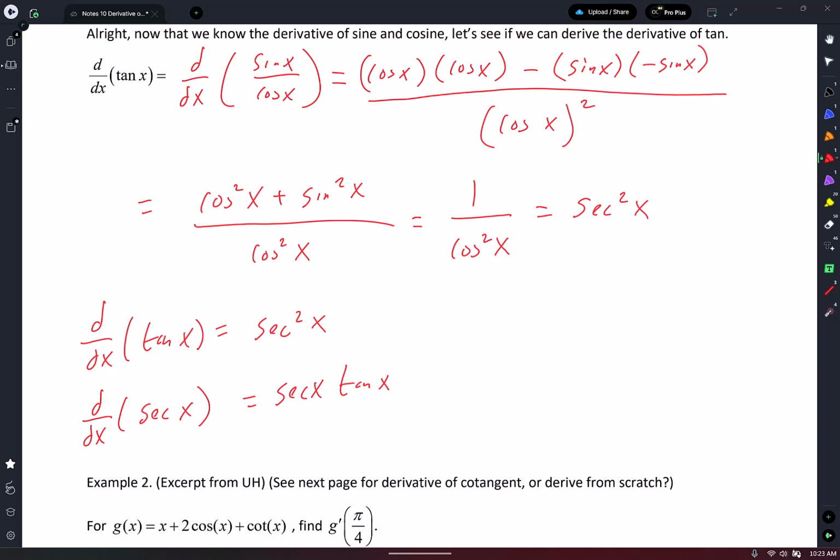Can you give us a chart with all the derivatives? Yes, I'm going to give you a chart with all the derivatives and all the rules.